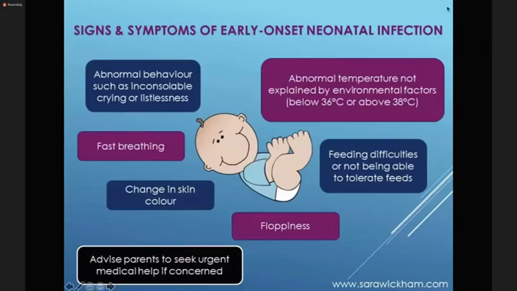So again, the signs and symptoms of sepsis are non-specific, as we talked about earlier. So different behavior, fast breathing, change in skin color, change in tone, feeding difficulties, abnormal temperature, all these are symptoms and signs of sepsis.